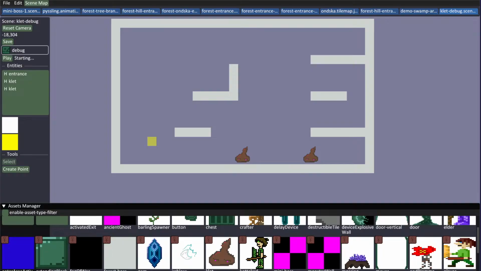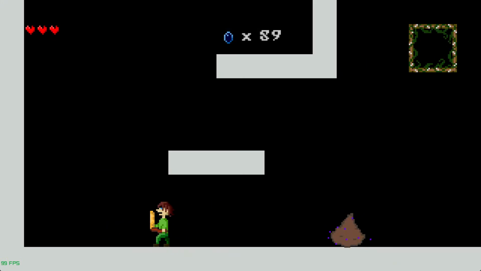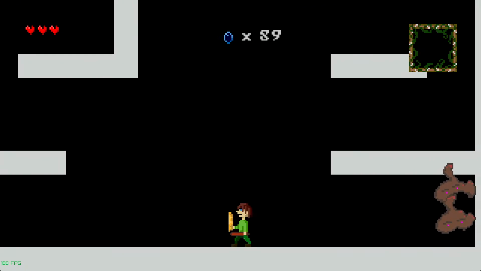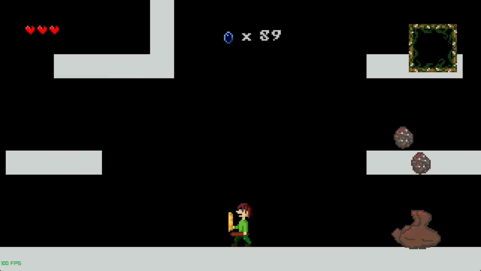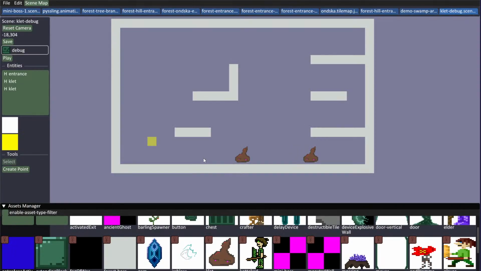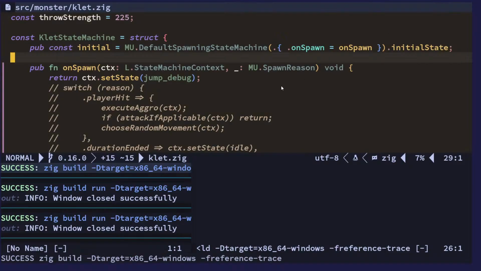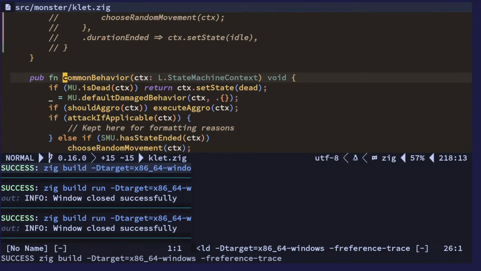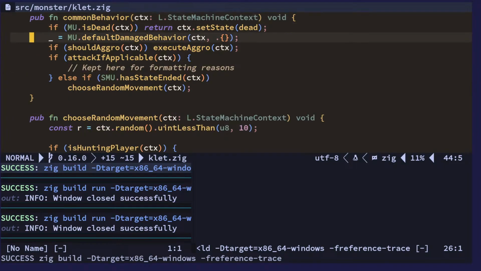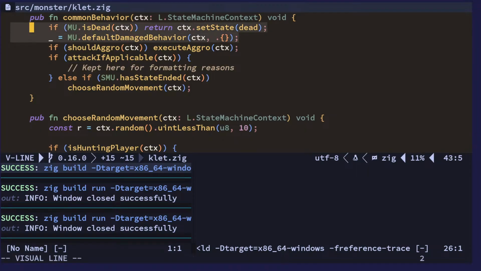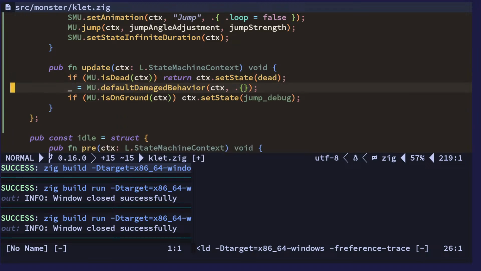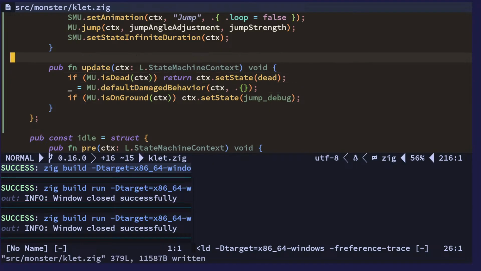Okay, so now after spawning, they should always be jumping around. There we go. Wait, what the hell? No, that's not correct. Why did I go into... Oh, because we have common behavior, right? And common behavior does the thing. So instead of doing common behavior, I'm just gonna take these two. Oh, that kind of breaks the whole thing. So I'm just gonna grab this behavior, remove the thing. There we go.